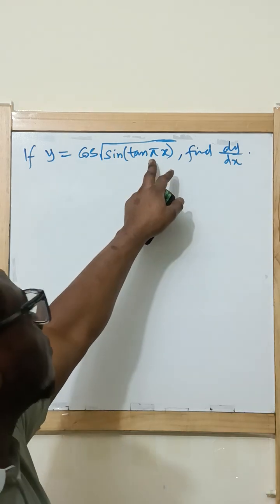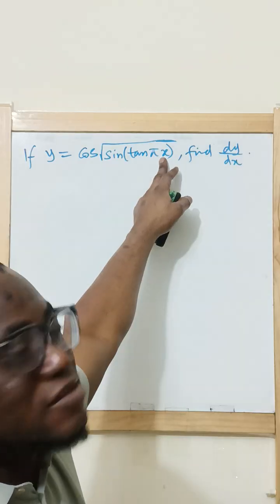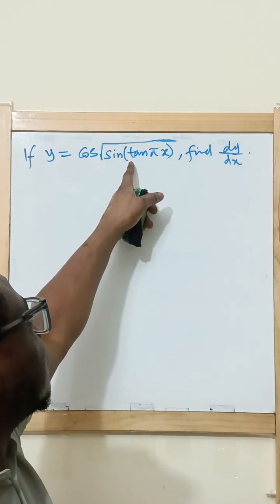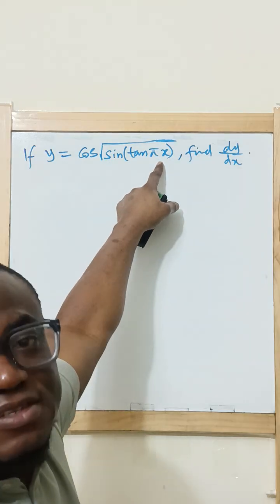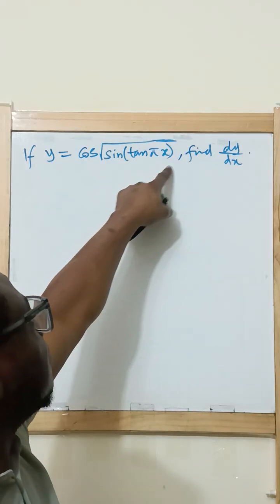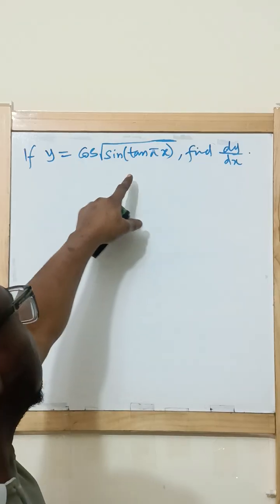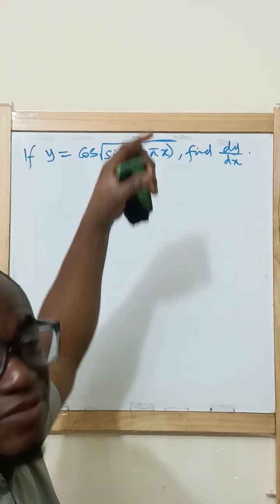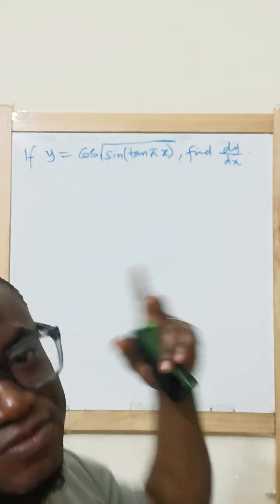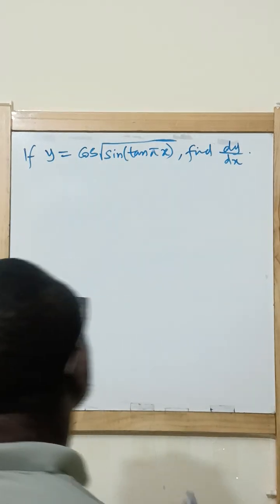We start with the inner subject, which is pi x, and that is a function. Then tan of that subject is a function. Then sine of the subject, now tan pi x, is also a function. Then the square root is a function. Then cos of that square root is also a function. You see there are about 5 functions there. So let's go ahead.